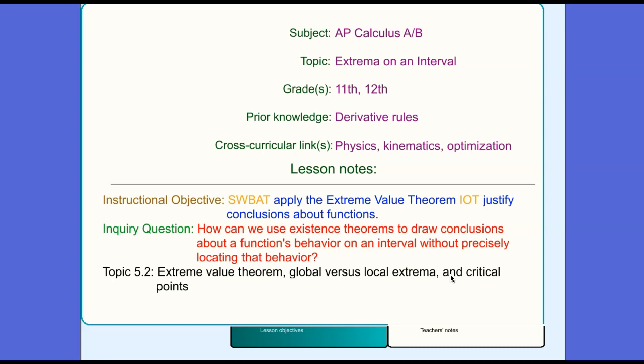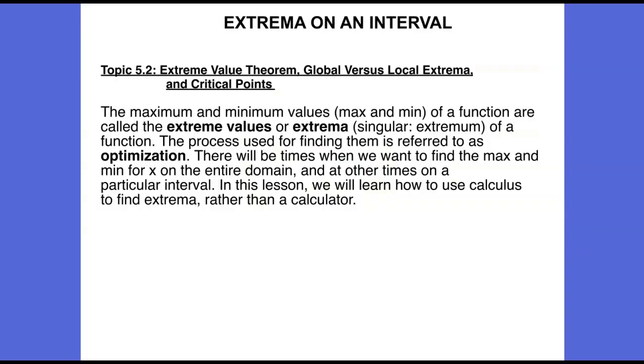Extreme value theorem, global versus local extrema, and critical points. The maximum and minimum values, max and min, of a function are called the extreme values or extrema, singular extremum, of a function. The process used for finding them is referred to as optimization, and there will be times when we want to find the max and min for x on the entire domain, and at other times on a particular interval. In this lesson, we will learn how to use calculus to find extrema rather than a calculator.